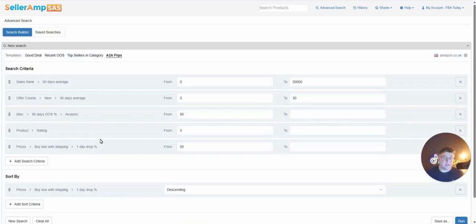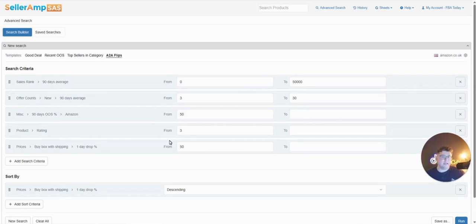From this, it looks like we're looking for products where Amazon's got supply issues by looking at that 90-day out of stock. And this is the most important filter when it comes to looking at Amazon to Amazon. If you don't know what Amazon to Amazon is, I will do a video on that. But it's essentially buying from Amazon to sell back onto Amazon. So we're looking for a price drop to go ahead and purchase that product to sell back onto Amazon.